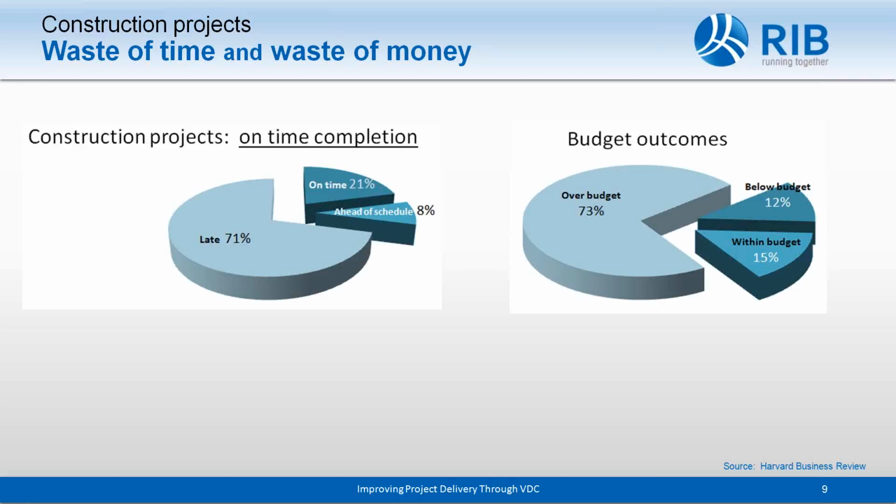Let's look at the budgets on the right-hand side. 73% of construction projects end up over the planned budget. Only 12% cost less than was expected, and only 15% were within the original projection.